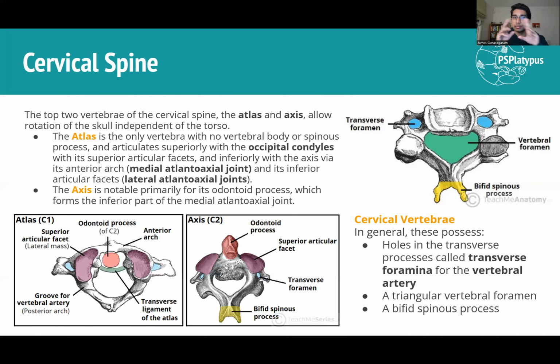We've got the whole anterior arch and then the transverse ligament of the atlas. They hold it in place, and they hold it in place firmly enough, along with all the other soft tissue and viscera in the area, that you never need to worry about that sort of thing, obviously.